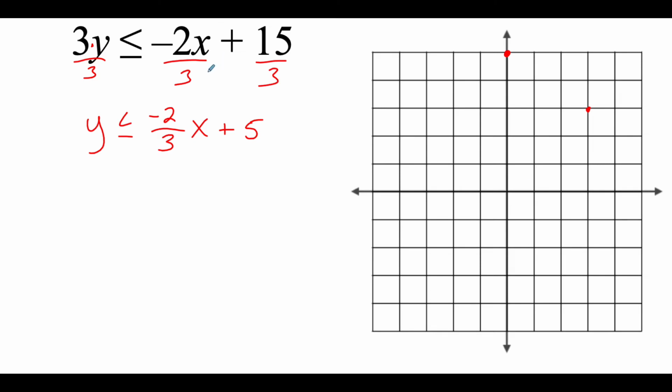Now I want to take those and connect them with my boundary line. If we look at our inequality, it does have the equals to line underneath it. So when we graph out our boundary line, it's going to be a solid line.